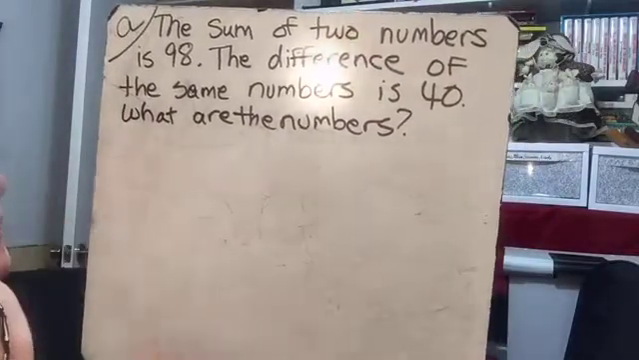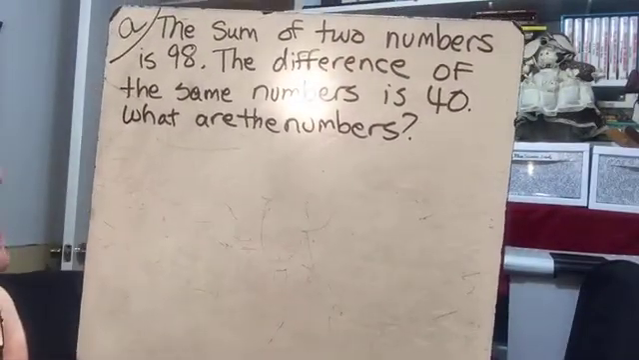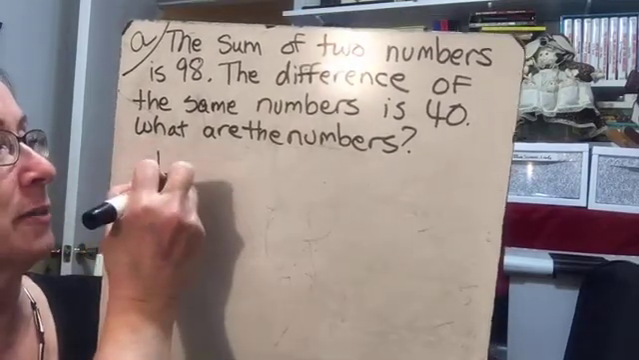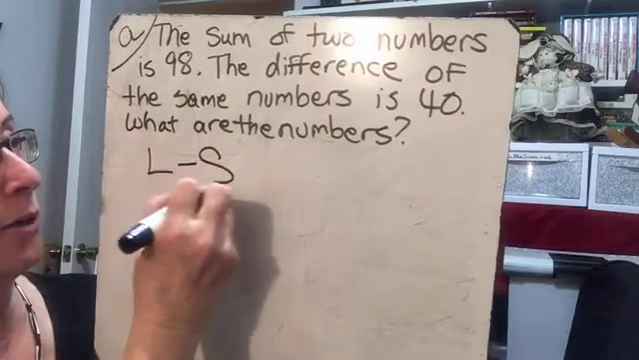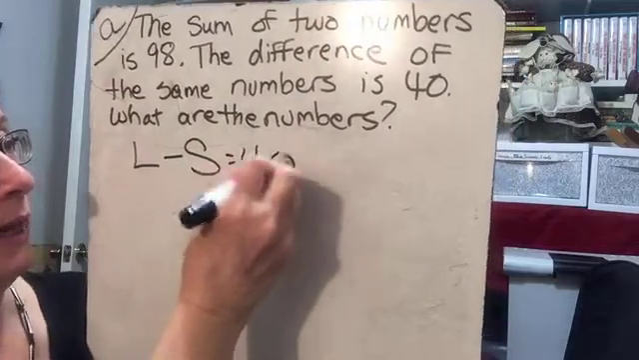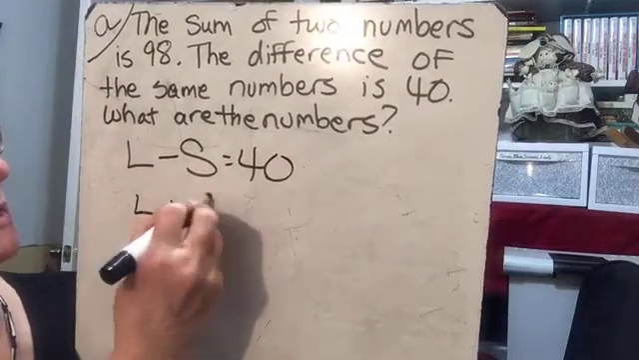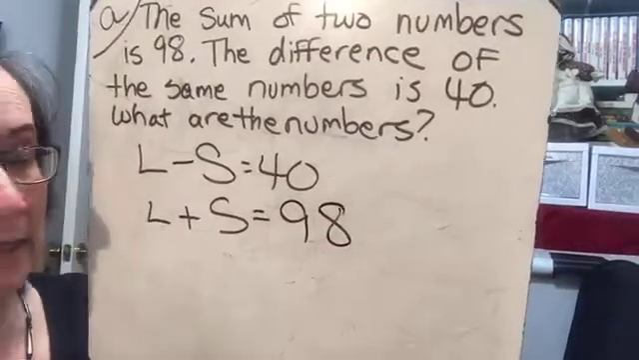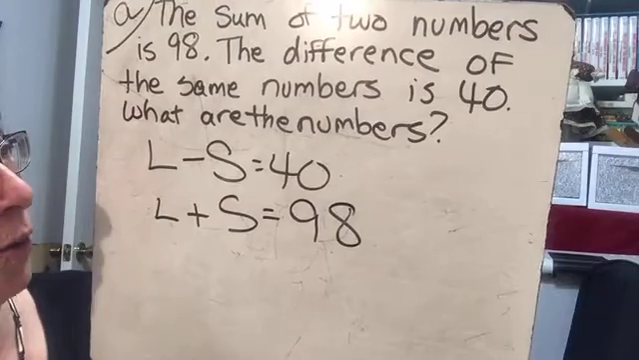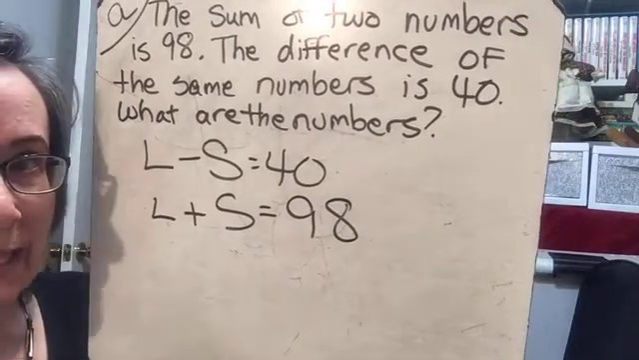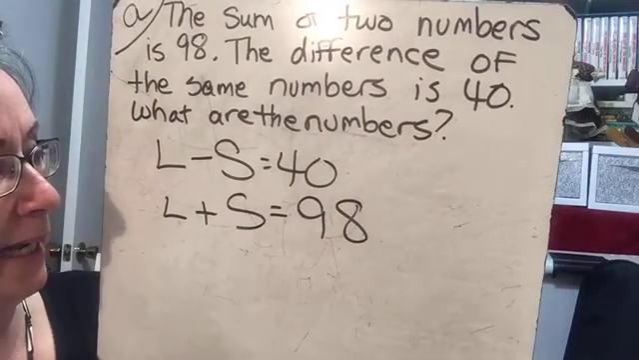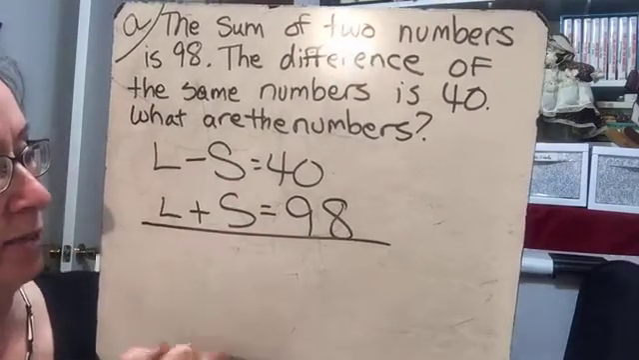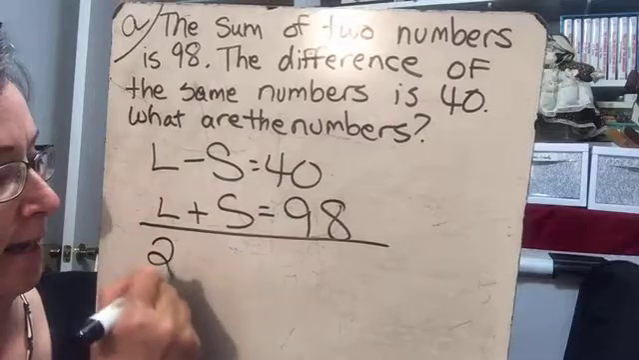And now we're looking at the sum of two numbers is 98. And the difference of the same numbers is 40. So again, we have a larger number minus the smaller number is 40. And the larger number plus the smaller number is 98. It's as simple as that, okay? So now, since this is already set up for elimination, I'm going to use elimination. I'm going to just add these two together since I already have opposite signs.